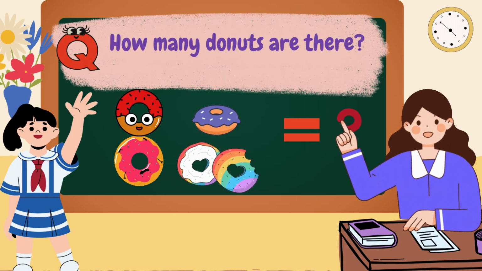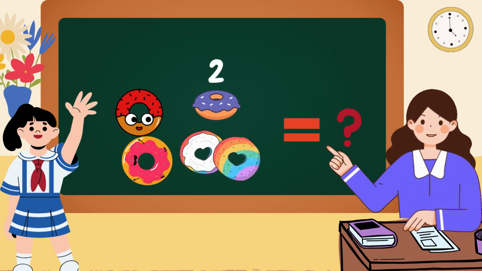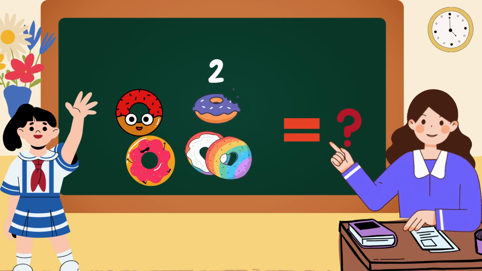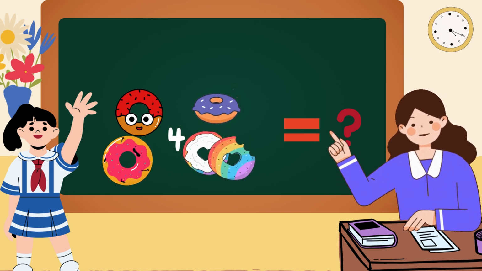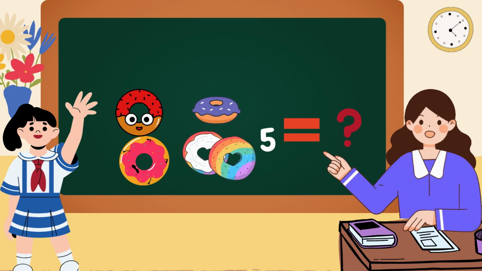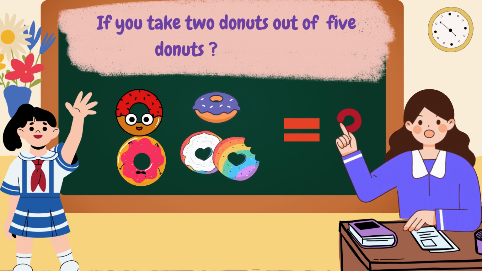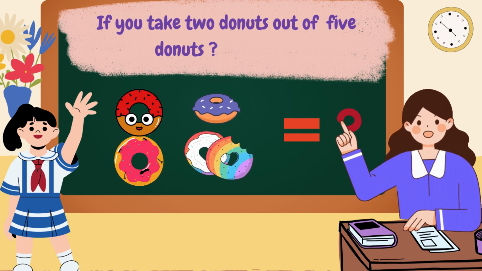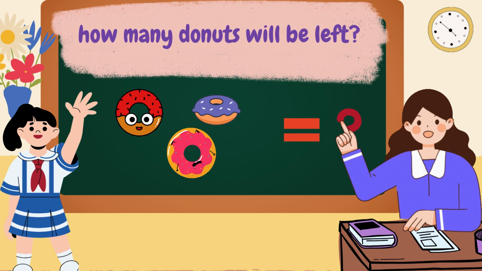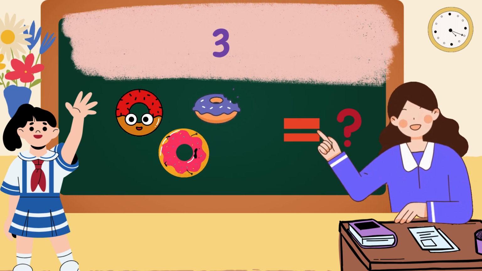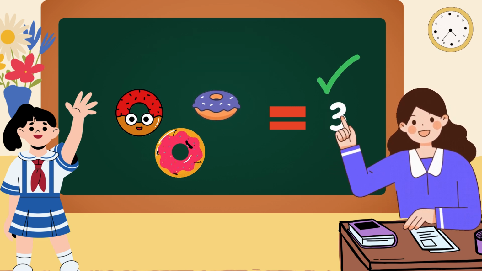How many donuts are there? 1, 2, 3, 4, 5. If you take 2 donuts out of 5 donuts, how many donuts will be left? 3. Yes, 3. Good job.